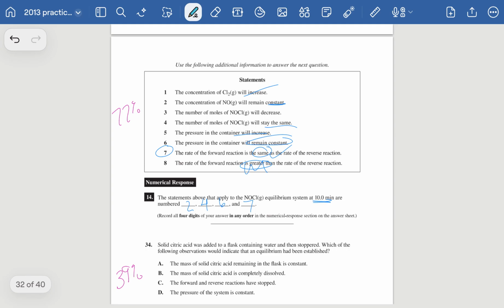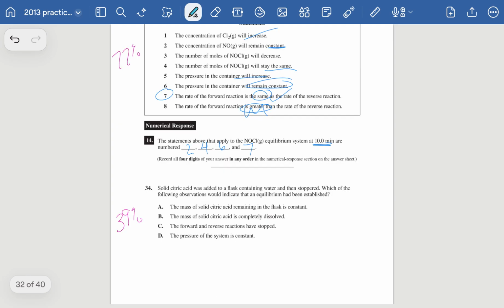Okay, so this next one, we have citric acid, that's a solid, was added to a flask of water, then stopped. How can we tell equilibrium was established? If you are in equilibrium, that means there's some sort of change. So this one is kind of like that physical equilibrium. So at the same rate, the solid is breaking up, the ions in the liquid are going to make the solid. So we wouldn't have it completely dissolved or it wouldn't be in equilibrium.